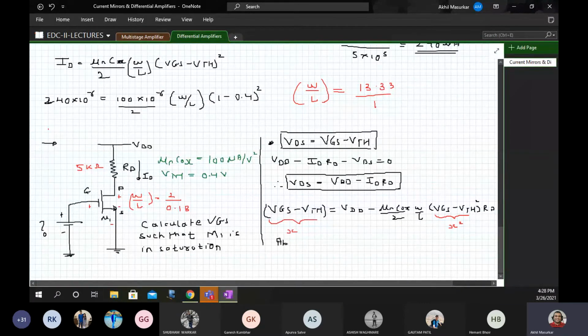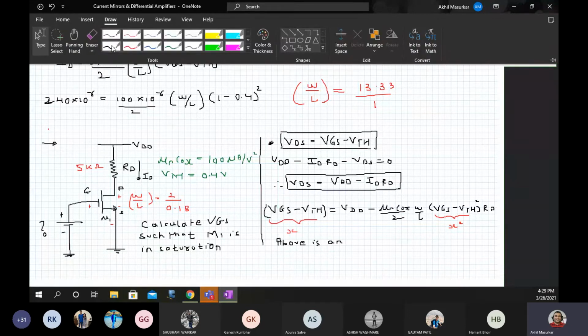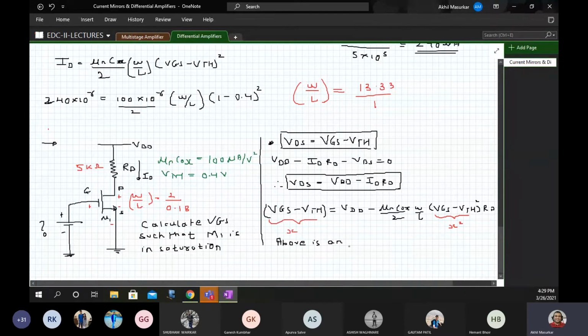So above is an equation, or I'll say a quadratic equation, in VGS minus VTH, the whole VGS minus VTH.